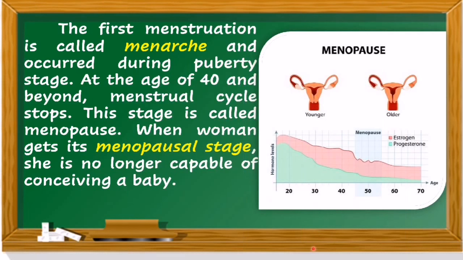The first menstruation is called menarche and occurs during puberty stage. At the age of 40 and beyond, menstrual cycle stops. This stage is called menopause. When a woman gets to her menopausal stage, she is no longer capable of conceiving a baby. So here's an illustration of menopause. This is the younger ovary and the older ovaries.